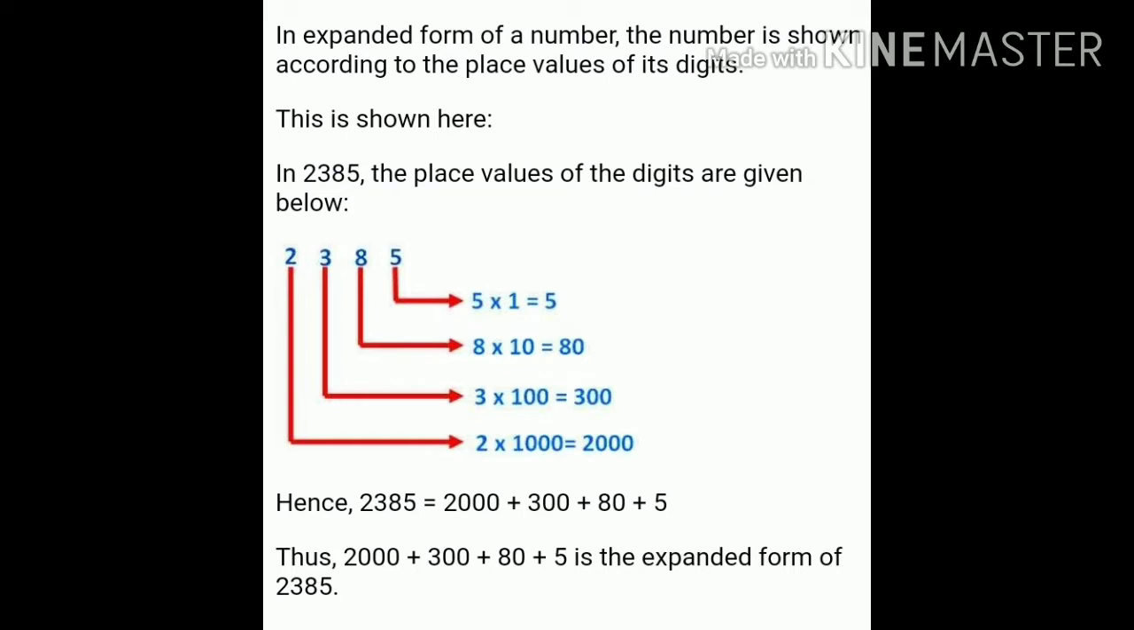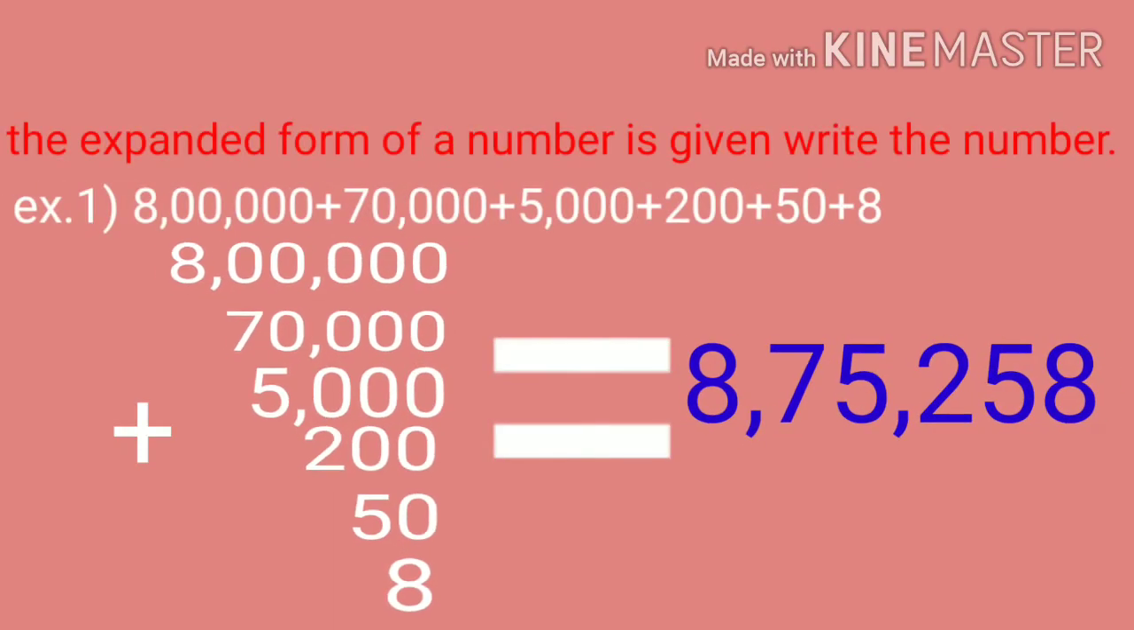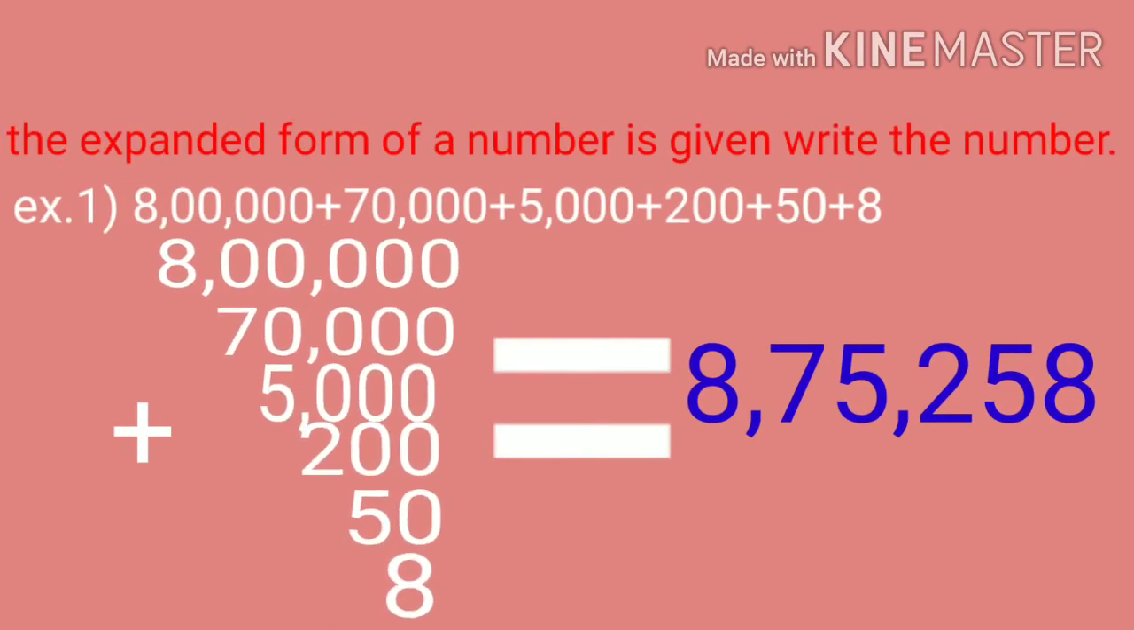5's place value is 5, 8 is 80, 3 is 300, and 2 is 2000. By adding all these place values, we get the expanded form of the given number, and that number is 2385. The expanded form of a number is given.